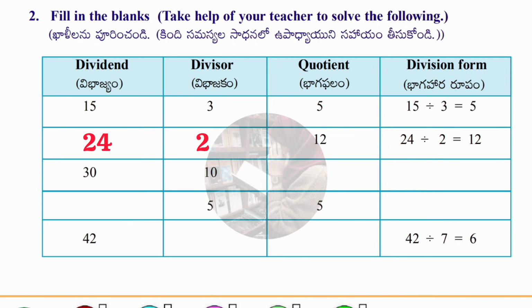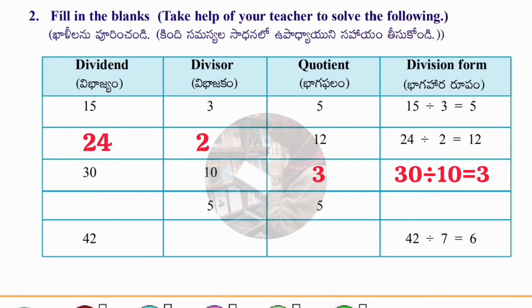Okay, next row, 30 as dividend, 10 as divisor. We didn't give quotient and division form, so we can write it down. So first we'll write the division form. 30 divided by 10, which gives 3. So 3 is the quotient. Write down 3 in the quotient column. Understood guys? In this way you have to observe and write it down.